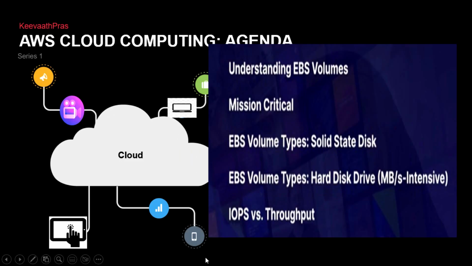Namaste friends. So today is chapter 18, and after completing EC2 we are getting into something called EBS. Today we will see what an EBS volume is. EBS is called Elastic Block Storage, and why it is mission critical. We will also see what a solid state disk is, what a hard disk drive is, and IOPS versus throughput, input output per second versus throughput. So we'll be seeing all these things.